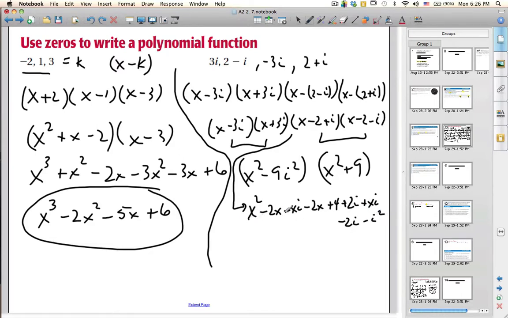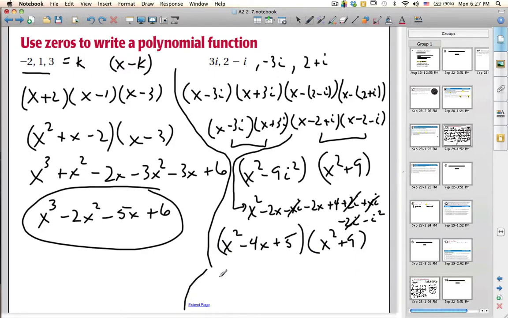So now when I simplify this by combining like terms, I have the x squared. I have minus 2x and minus 2x, that's minus 4x. I have minus xi and plus xi, they cancel. I have plus 2i and minus 2i, they cancel. And I have plus 4 and minus i squared, so that's minus negative 1, that's plus 1. So plus 4 plus 1 becomes plus 5. So the value of multiplying the conjugates is that all the imaginary parts went away. And now I'm left with multiplying these two polynomials together.